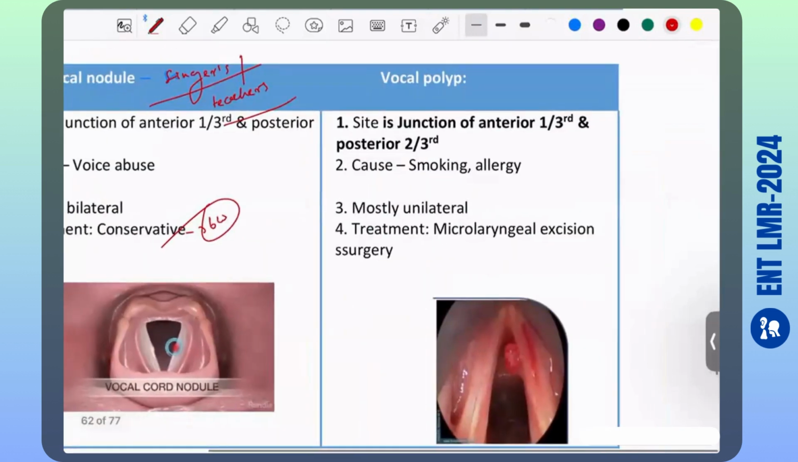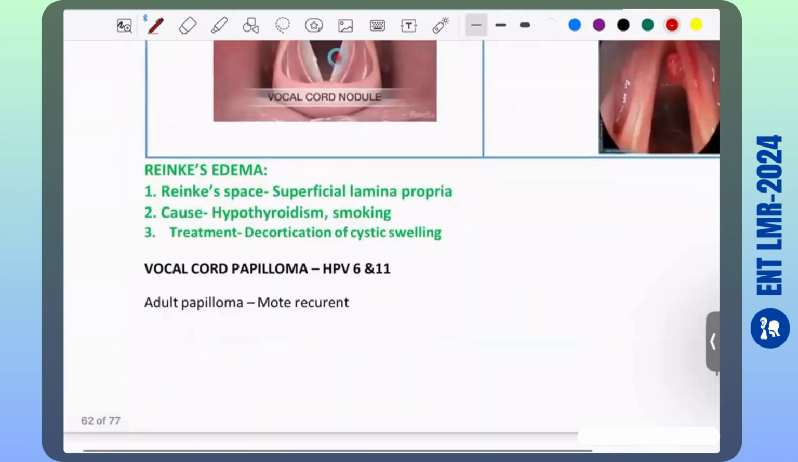Vocal polyp is due to smoking or allergy. It occurs at the junction of the anterior 1/3 and posterior 2/3 of the vocal cords. It is mostly unilateral, and the treatment is microlaryngeal excision surgery. Okay, so treat the patient with surgery.